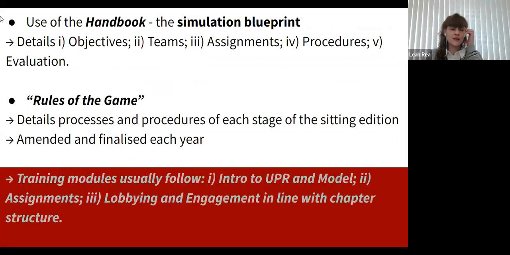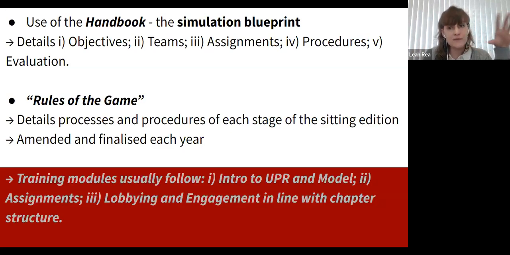So just to emphasize when I talk about the handbook and the rules of the game, because I know I last spoke about these in depth about 4 weeks ago, the handbook is effectively the simulation blueprint. And as I showed in the slide earlier, it does detail across key chapters the various stages, elements and components of the Padova Model UPR. And the rules of the game go further yet, and they focus on the minutiae of those chapters, so finalizing the processes and procedures of each stage of those elements.